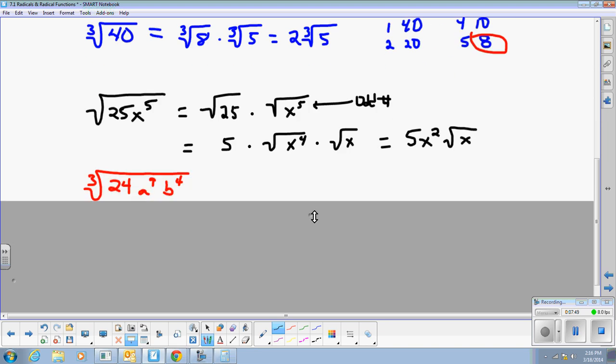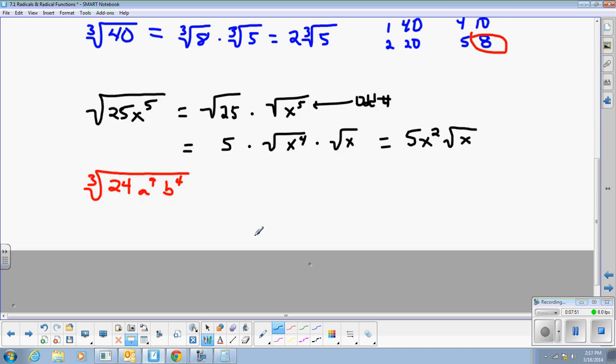All right. One last example here for you. A cube root. Cube root of 24 a cubed to the 9th, b to the 4th. How are we going to deal with this one? All right, product rule, cube root of 24 times the cube root of a to the 9th. Notice I'm separating these, and I deal with one piece at a time. And then the cube root of b to the 4th.